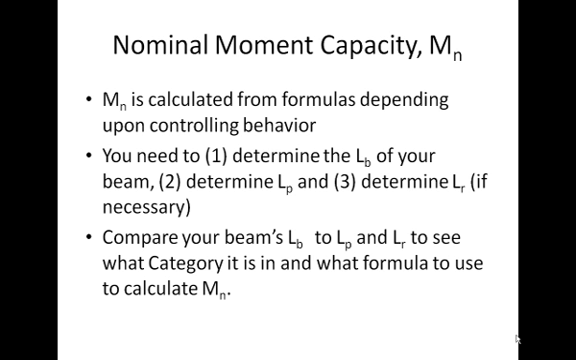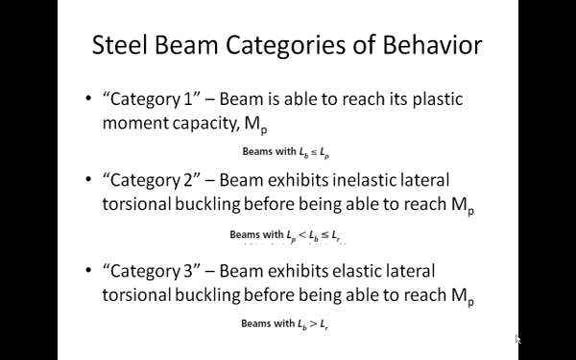The third thing that you may need to calculate is LR. LR is again one of these dividing lines between different behaviors. LR is the dividing line between Category 2 and Category 3 type behavior. You're going to need to know what category you fall into because each category has its own formula for Mn.